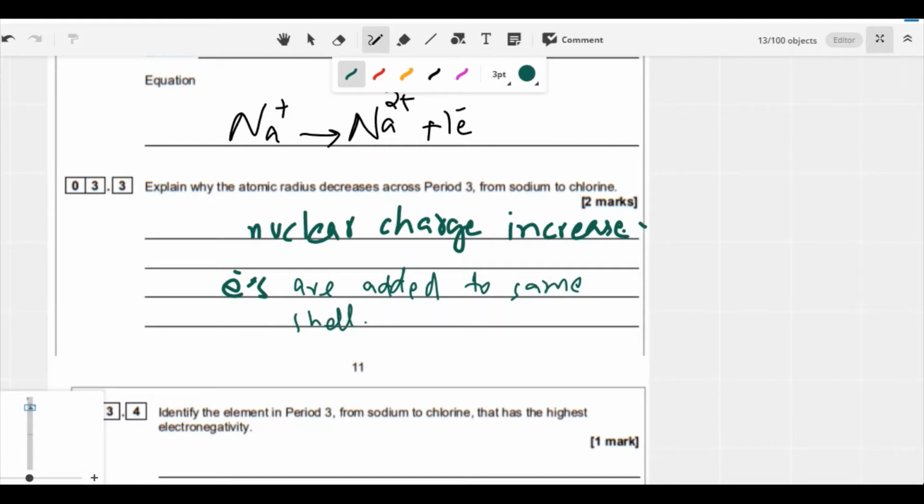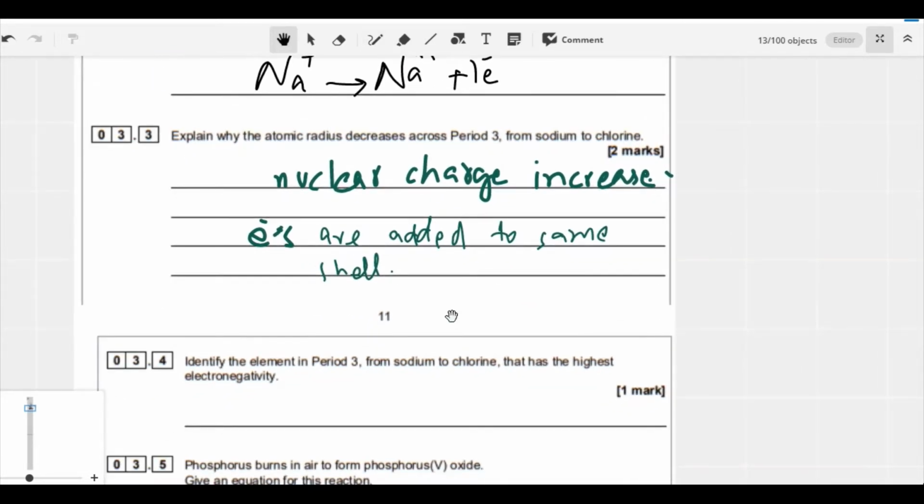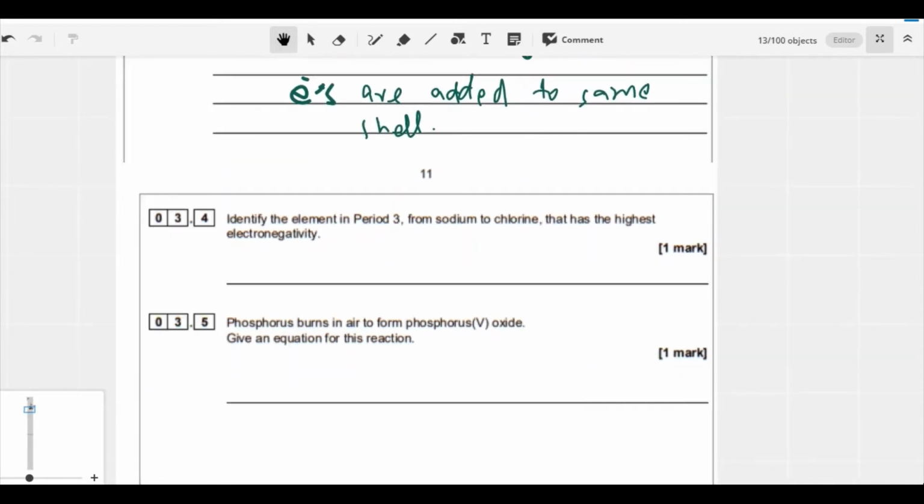And you know that when the electrons are added to the same shell, it means the shielding effect remains the same. Shielding is similar. So that's why, due to nuclear charge increasing, which means the number of protons increases, the atomic radii decrease across period 3 from sodium to chlorine.